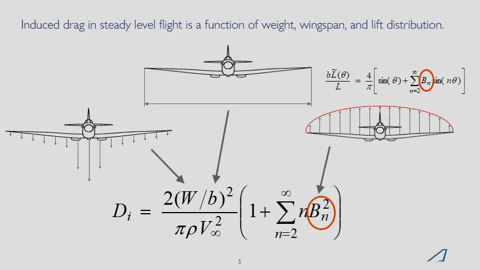If we allow the weight and the wingspan to vary, however, then we would want to minimize weight and maximize the wingspan. But we can't do this arbitrarily because the weight, the wingspan, and the lift distribution are all coupled together. So we have to consider all three when we're looking to minimize induced drag with structural constraints.